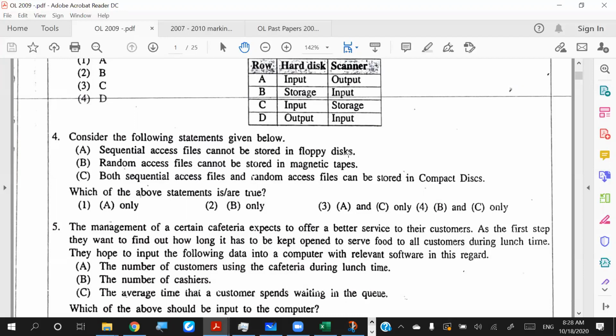So that tape can be accessed sequentially as well as randomly, right? And so the first one is incorrect. Not cannot be, it can be stored. Random access files cannot be stored in a magnetic tape. Again, that is incorrect as well. Random access files cannot be stored in magnetic tape. No, it can be stored in magnetic tape, right?